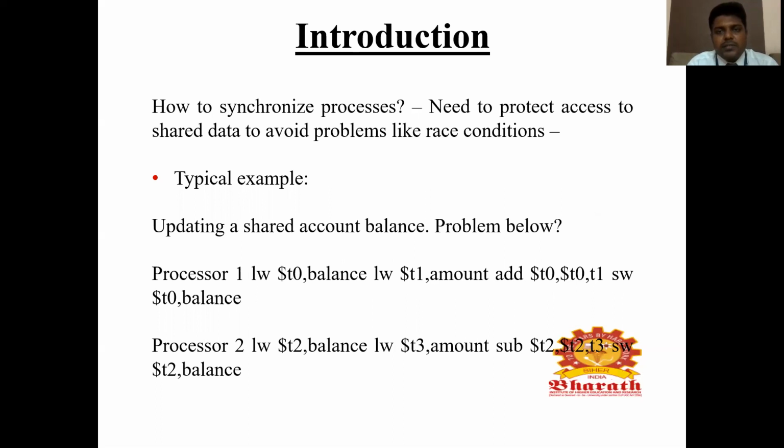How to synchronize? We need to protect access to shared data to avoid problems like deadlocks and race conditions. Deadlock is a circular wait condition. There is one process waiting for another process in a circular or loop manner. Race condition is when all the processes are in a race to access the shared resources. We'll see an example.